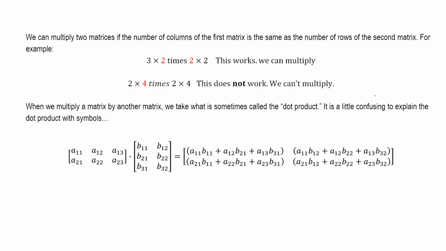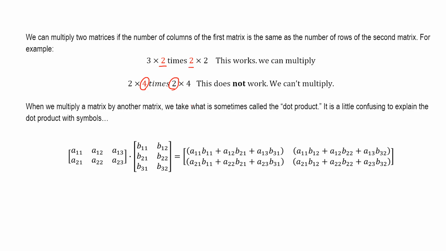Now, when we multiply two matrices, it's a little different. It's a little trickier. First of all, you can only multiply two matrices if the first matrix has the same number of columns as the second matrix has rows. So you can multiply a 3 by 2 matrix by a 2 by 2 matrix, that's fine. But you can't multiply a 2 by 4 matrix by a 2 by 4 matrix because these two numbers have to be the same. The columns of the first matrix have to be the same number as the rows of the second matrix.